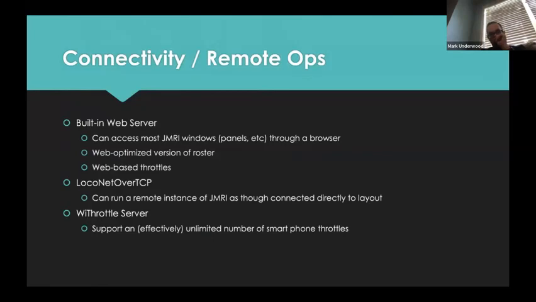Remote stuff. It has its own web server, so you can actually have your dispatcher be in another state, accessing the panels through a web browser. There's multiple different ways of doing that. Even your locomotive engineers can be running web-based throttles. You can have multiple instances of JMRI running multiple sections of the layout, on a really large layout, and they can talk to each other. And then there's the Y-throttle server, which allows you to use your smartphone.